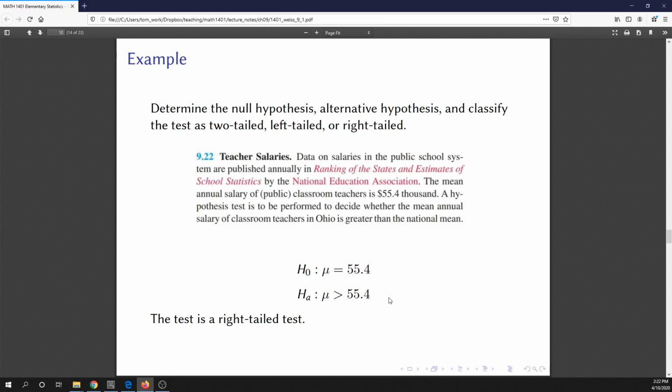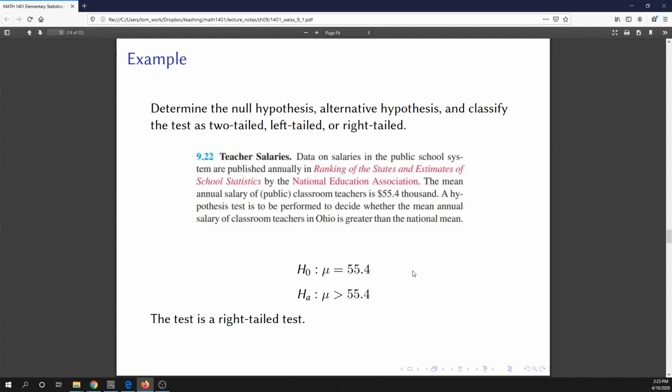Once we know what that alternative hypothesis is, then we know that for our textbook and in our class, the null hypothesis is going to be mu equals 55.4, based on what we talked about in the basics of hypothesis testing video.